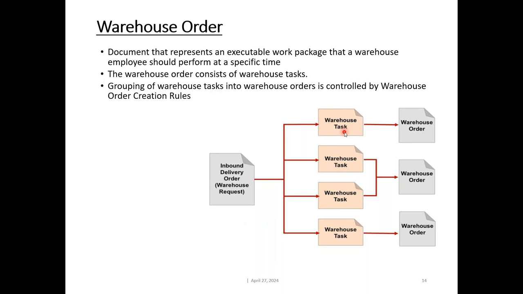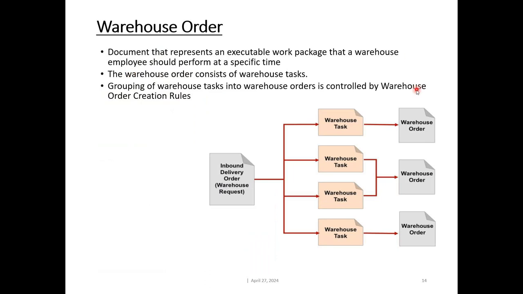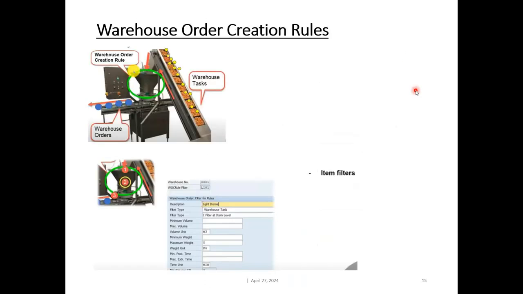Got it. Okay, and for these warehouse orders, how does the system know which task will be linked to which warehouse order? That would be done based on the warehouse order creation rules. So you have a warehouse order creation rule based on which the warehouse orders will be created and the warehouse task would be linked to the order. Again, we will not go into that level of detail.